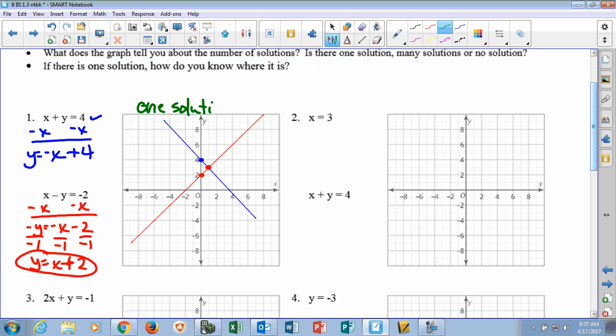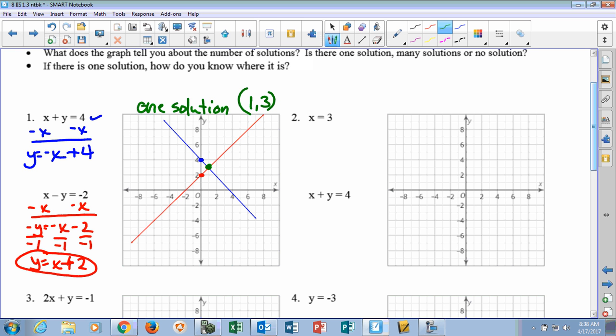Who can tell me what that solution is? It's a coordinate. What point do these two lines share? 1, 3. See that? This point right here, I'm going to color in the shared point. This is at 1, 3.